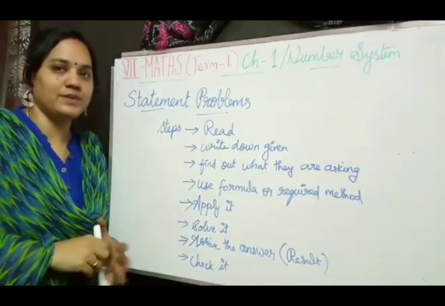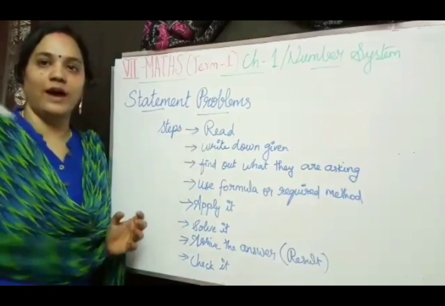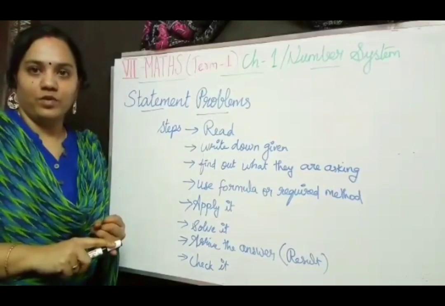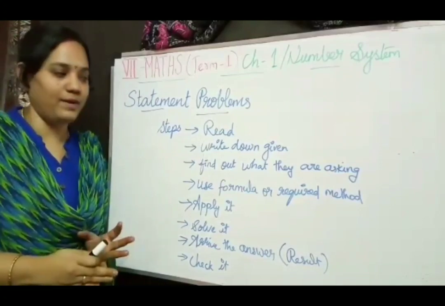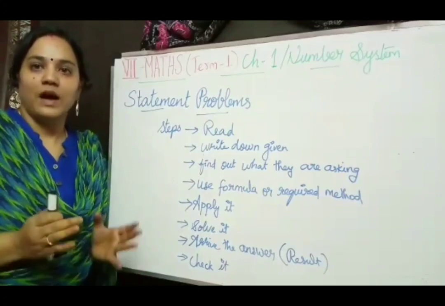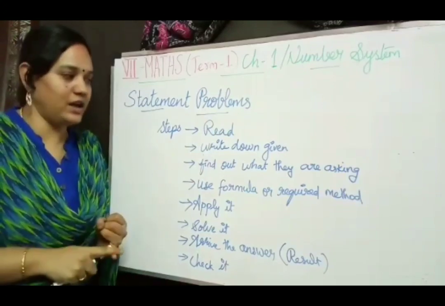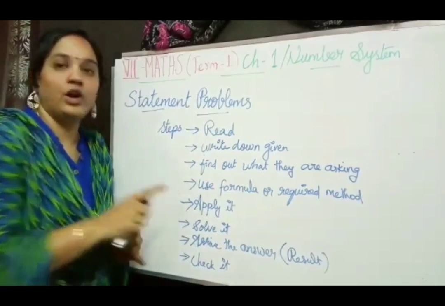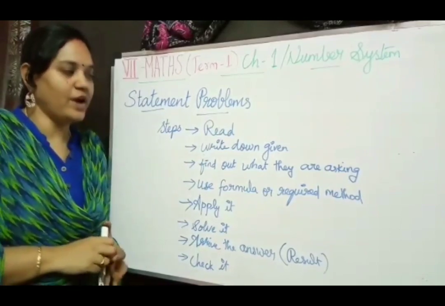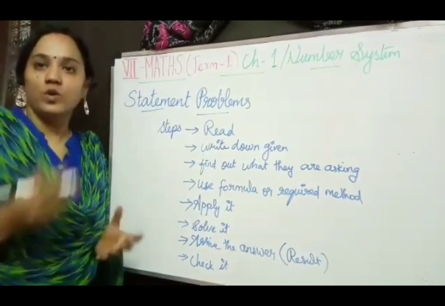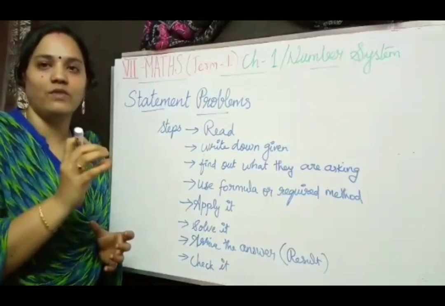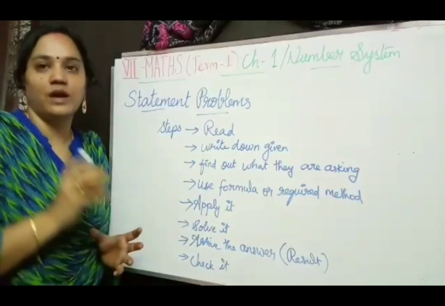Then the second step is write down given. After reading you should analyze what is given in the problem, what are all the things given and what are all the things we have to find out. After reading you have to write down what is given. That is the main procedure. Next, find out what they are asking, that is the question. Which one we have to find out, that you should analyze.